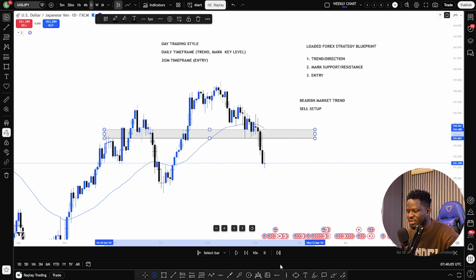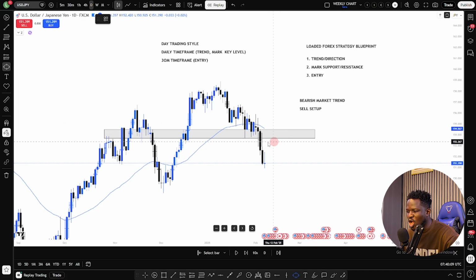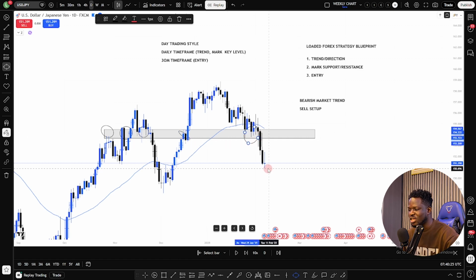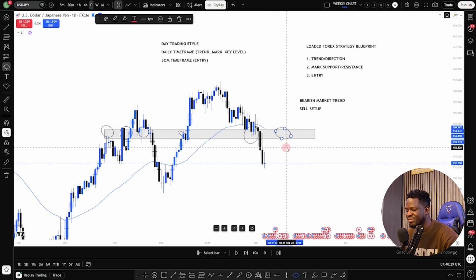And for you to confirm how strong this resistance is, you have to check how many times price reacted around this zone. You need a minimum of 30 times. You can see price reacted at this resistance here around 2024. Price reacted again, price reacted here, price reacted here, price reacted it again. So price sold down to the downside. So if price is coming back again, you should be expecting a reaction.